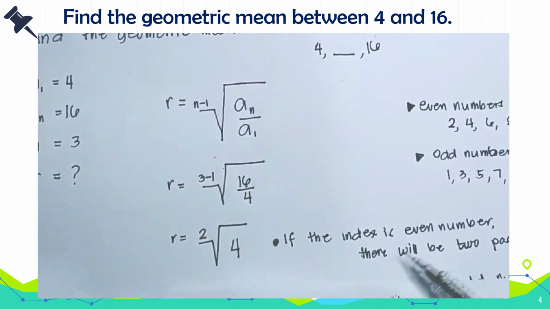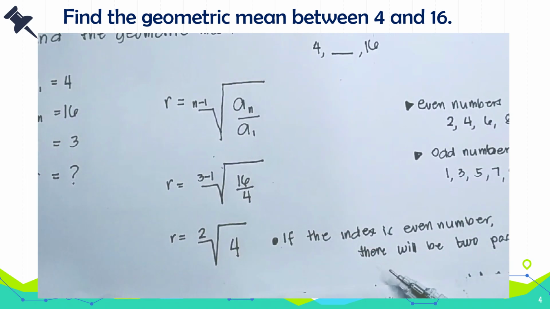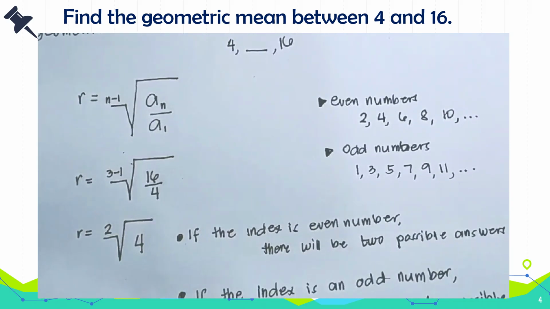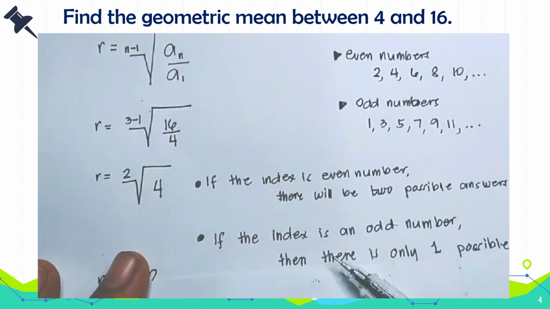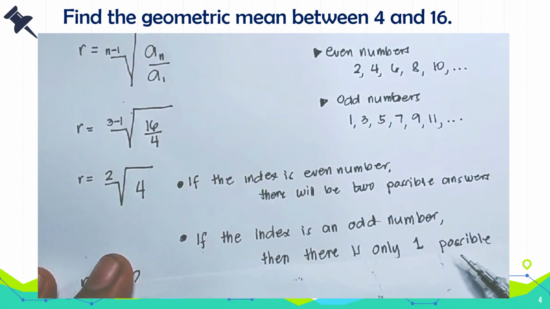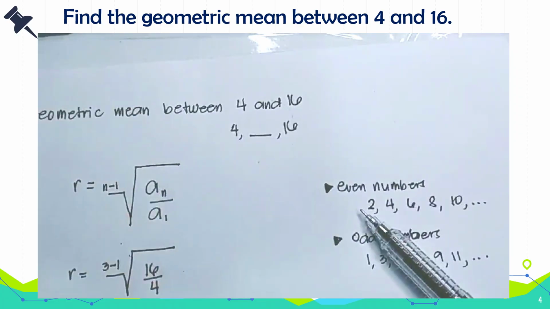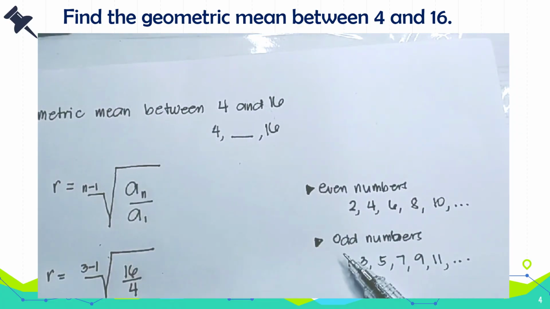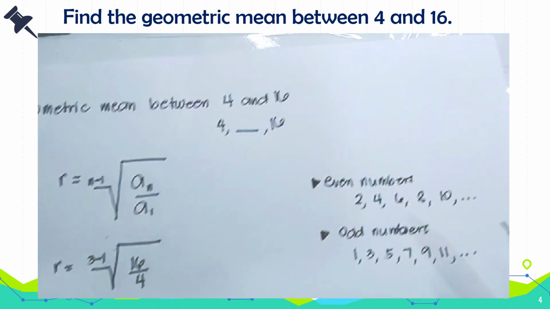If the index is an even number, there will be 2 possible answers. If the index is an odd number, then there will be only 1 possible answer. Even numbers are 2, 4, 6, 8, 10, and so on. Odd numbers are 1, 3, 5, 7, 9, 11, and so on.